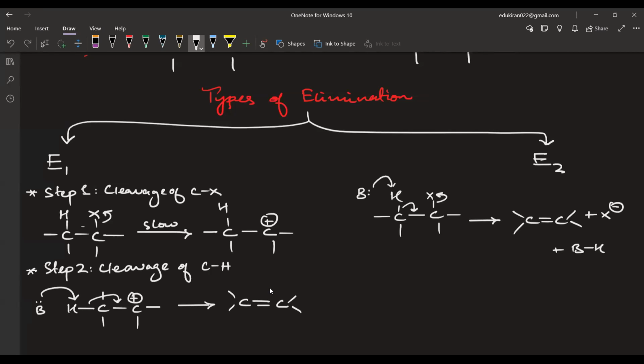Just keep in mind, it is similar to SN1 and SN2. That is why you have discussed this. Otherwise, it is not present in your syllabus. What they have said is that this is beta elimination. What does beta elimination mean?